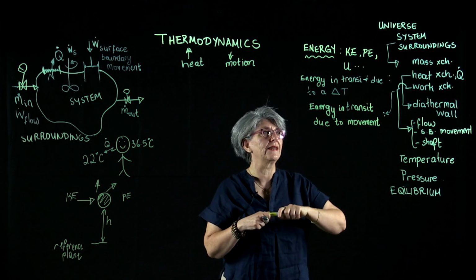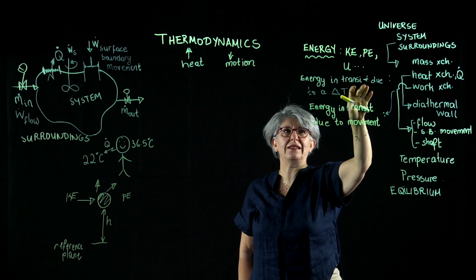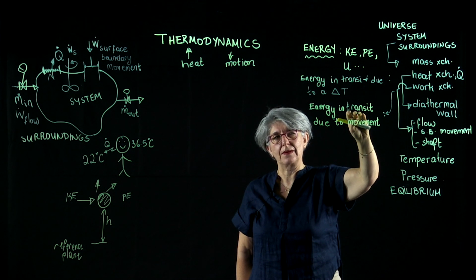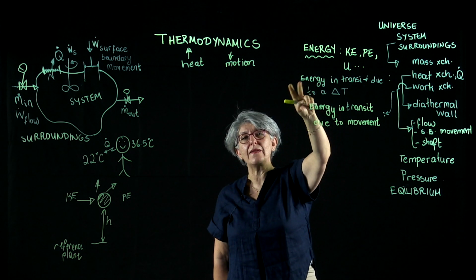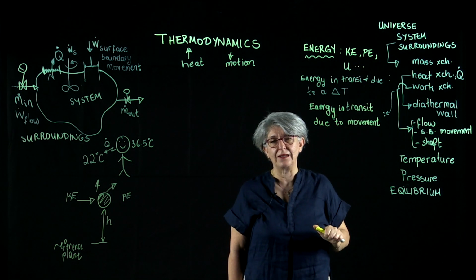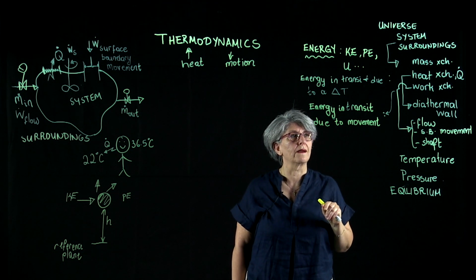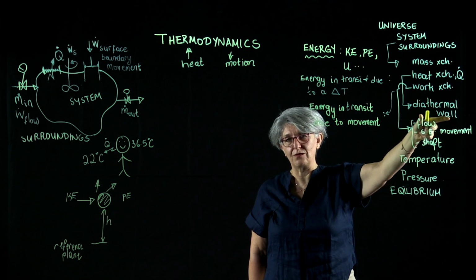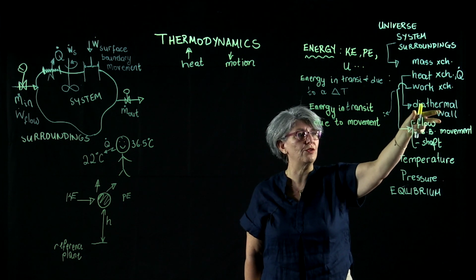We have defined heat and work as energy in transit. But these energies in transit are different from the kinetic energies, potential energies, and internal energies. We have to be very, very careful about that. The heat exchange occurs across a wall that allows us to exchange heat, and we call this wall a diathermal wall.